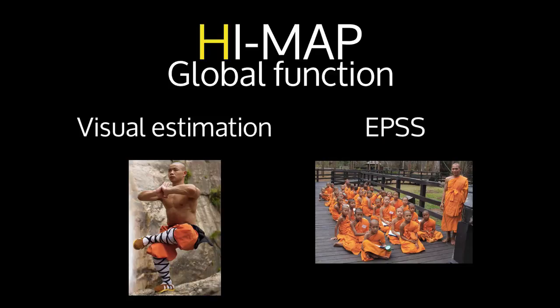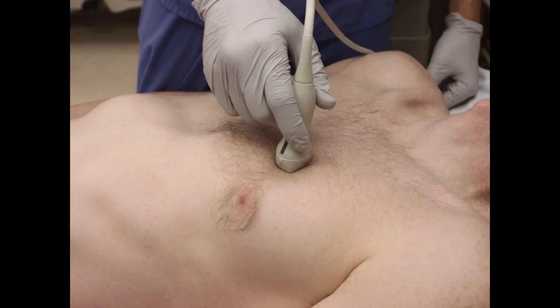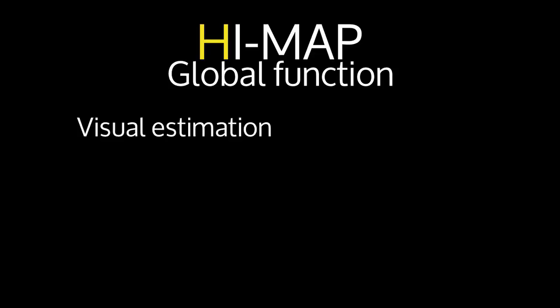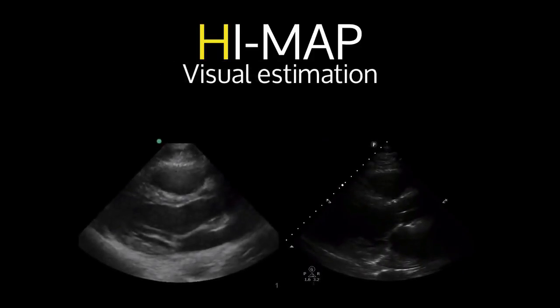The visual estimation method is often a lot easier when you've done a few echoes and you know what normal and abnormal looks like. If you're just starting out, the EPSS is a good place to start. When you're placing the probe on the patient, it's going to go in the left sternal border, probably around rib spaces 2 to 4, with the probe marker facing the patient's left hip. And these are the images that you should get.